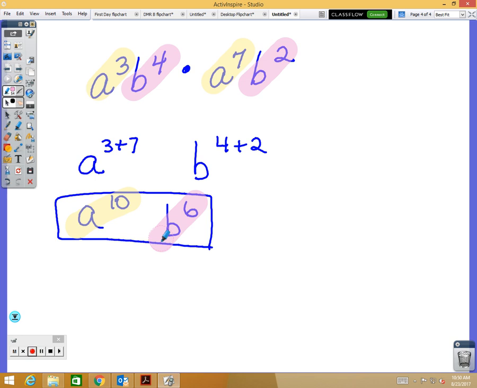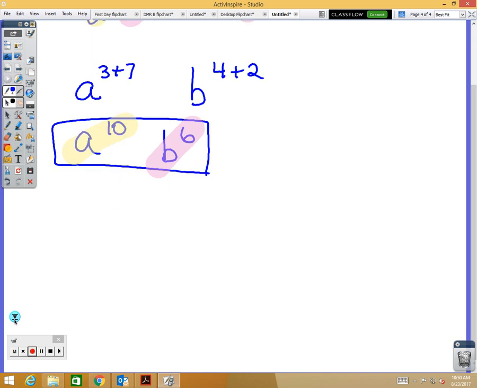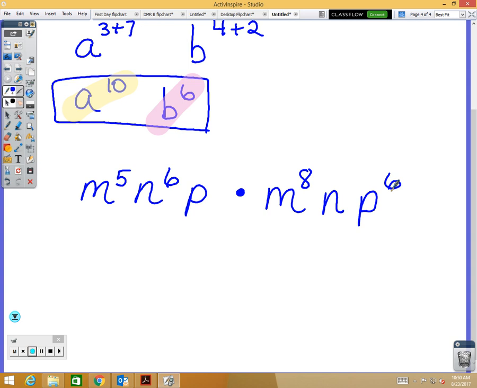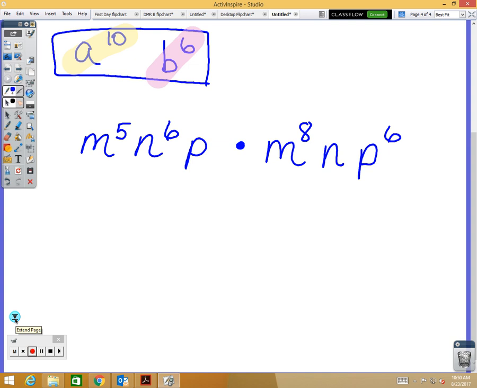Let's try another one of those. I made this one a little bit harder. You're probably like, great. How many different bases are there? 3 different bases. So match up your bases. You're doing 3 separate things. Don't let them confuse you.